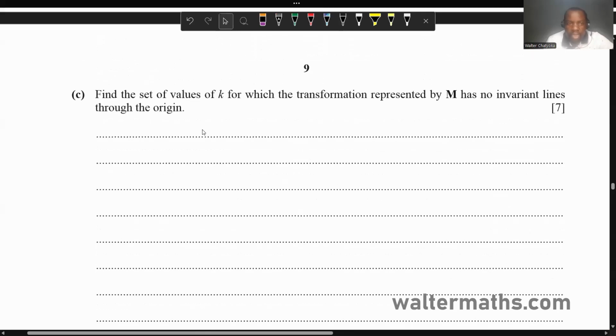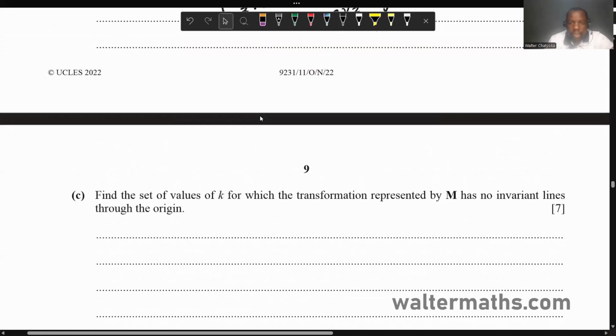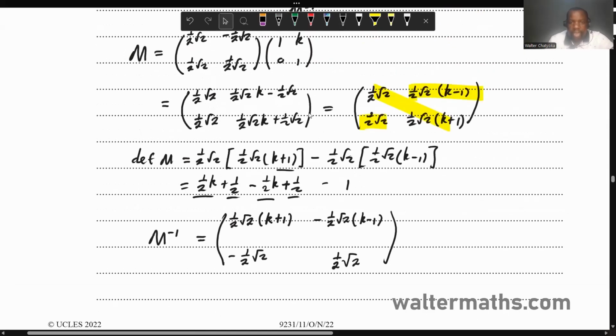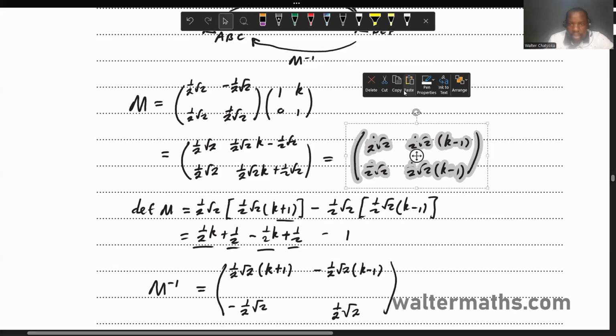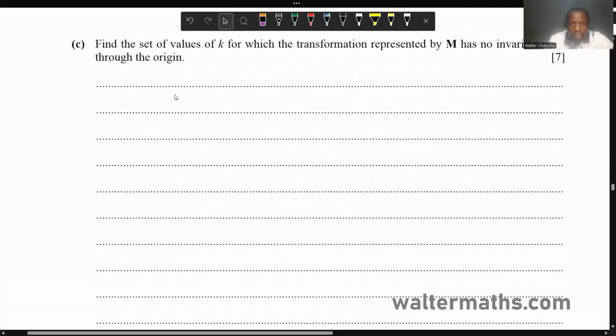In part C, it says, find the set of values of K for which the transformation represented by M has no invariant lines through the origin. All right, so here we're going to take the matrix M. The matrix M is what we have right here. So I'm placing it down here. So we have the matrix M here.